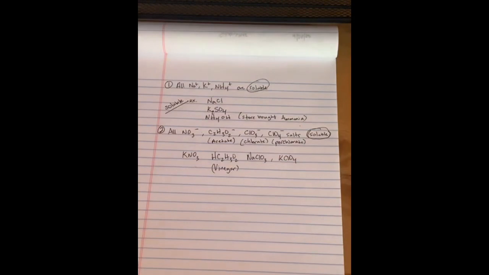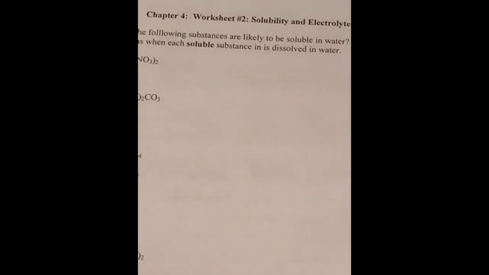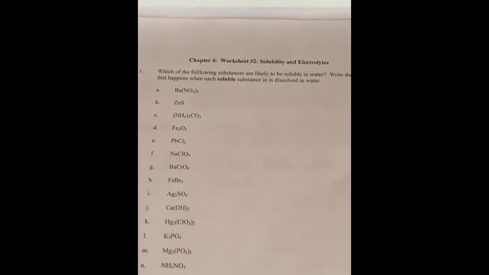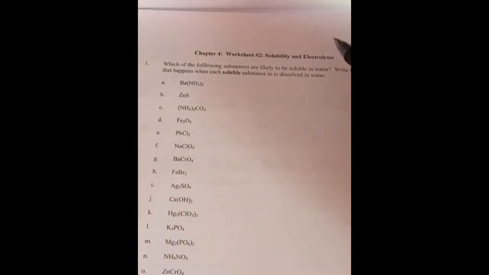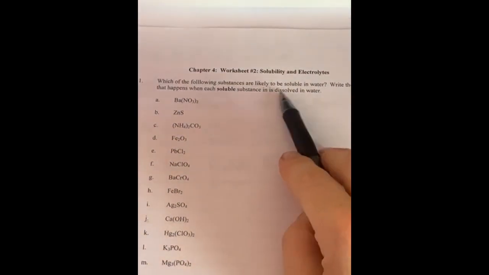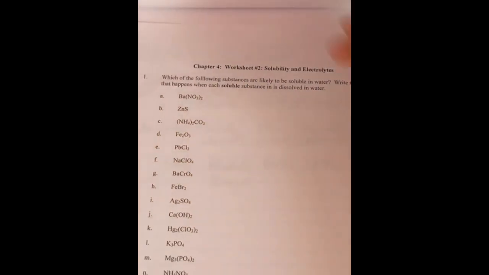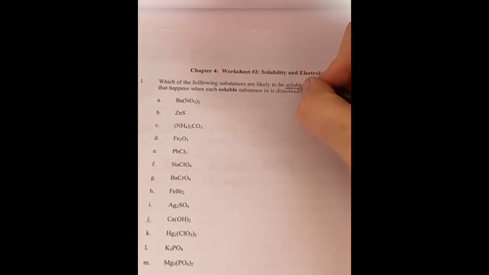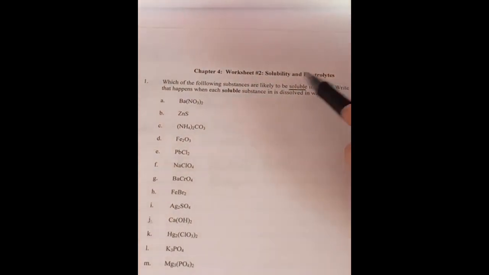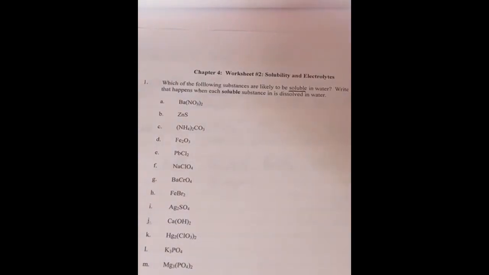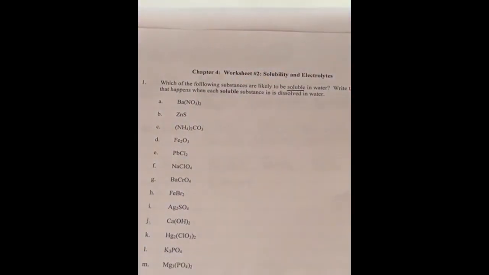Okay, so here's what you're going to do. This is what your homework is going to look like. Let me zoom in here. What you would do is, it says, which of the following substances are likely to be soluble in water? Soluble means it can be dissolved, right? Write the reaction that happens when each soluble substance is dissolved in water.